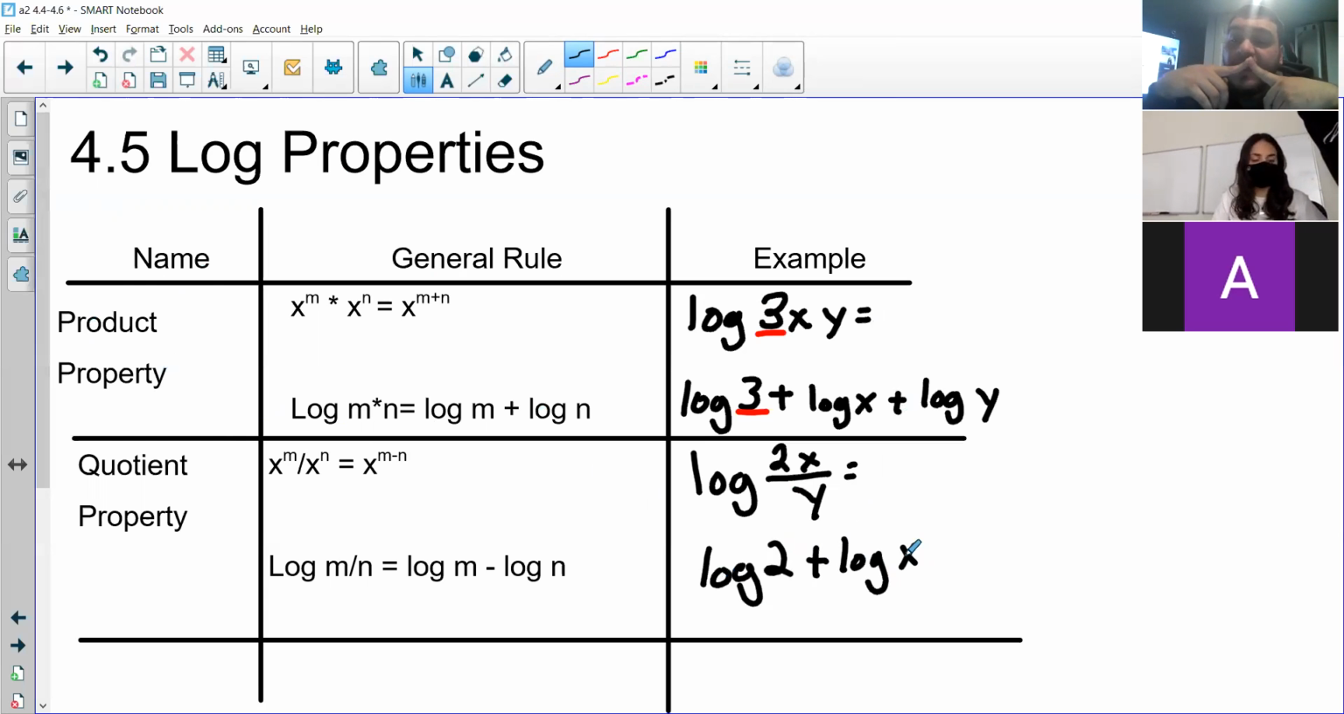But I thought it would be log 2 minus log x. No, because the 2 times x is on the top. What is actually getting divided is y. So in that situation, because y is the divisor, it will be minus log y. Since y is the only thing that's dividing anything, that's why it's the only one that gets a minus sign. The 2 and the x are being multiplied to each other, so multiplication means adding. Subtraction or division means subtraction.